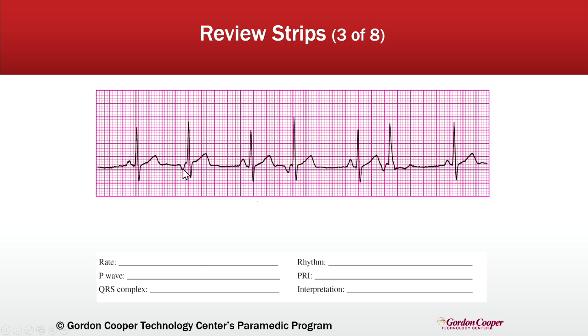Now this P wave is inverted. So we've got an upright P wave, inverted P wave, upright, inverted. So it looks like we have bigeminy, where we have it every other beat. So these are inverted P waves. So I'd say that we have sinus rhythm with PJCs.